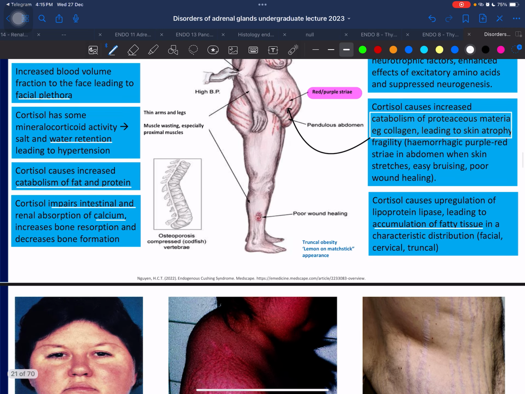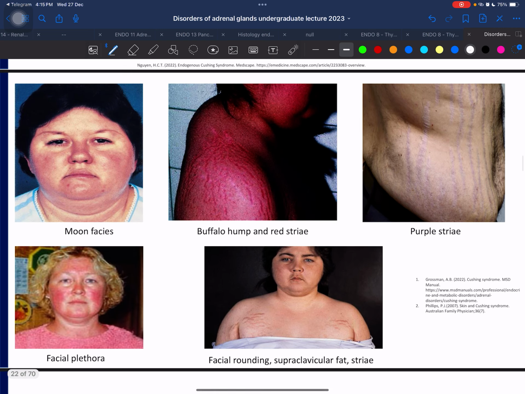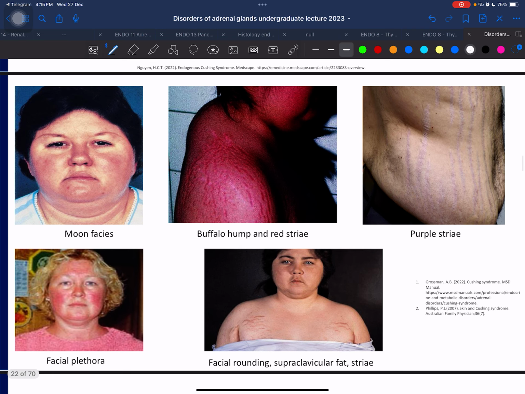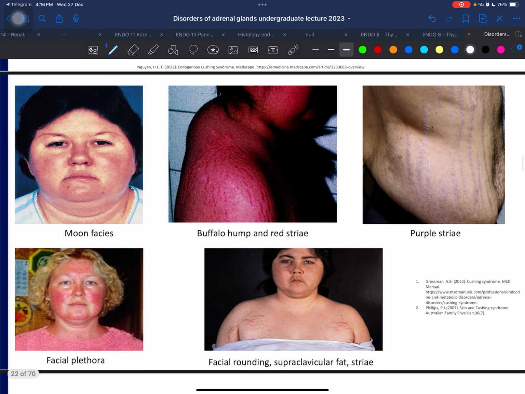Now, these are a few examples off the internet. I'm sure you can find more examples if you go through. Moon faces, buffalo hump, purple striae. So when you see patients like that, the first thing that you must think of is this. All right. Some of the other clinical features: they can have excess androgens causing alopecia, hirsutism, acne.